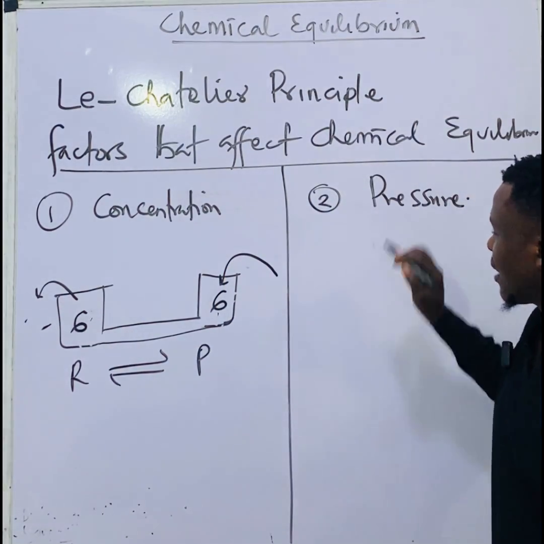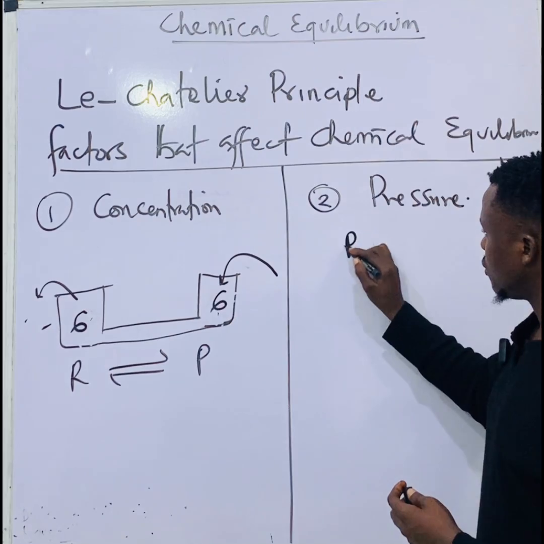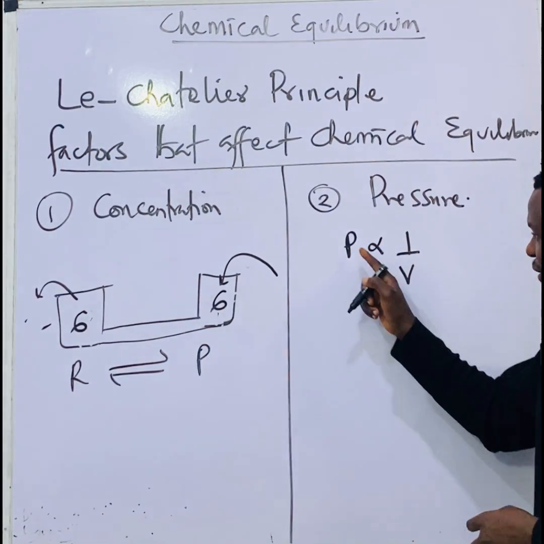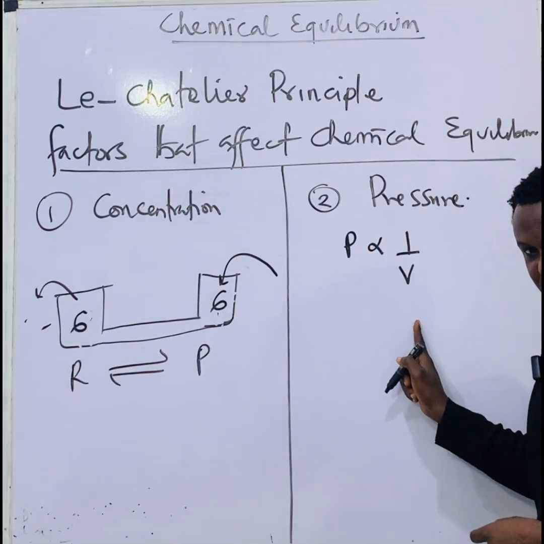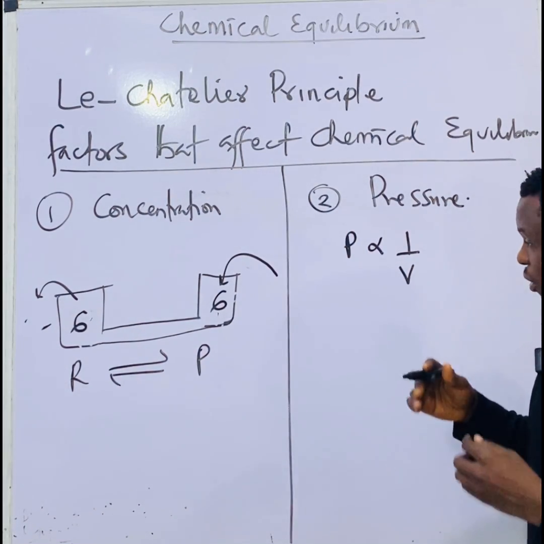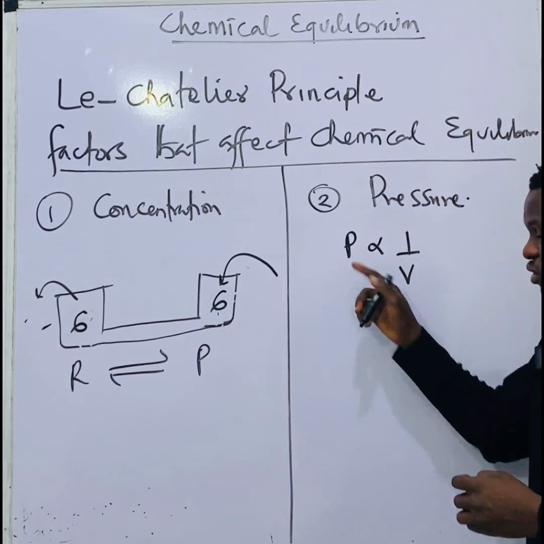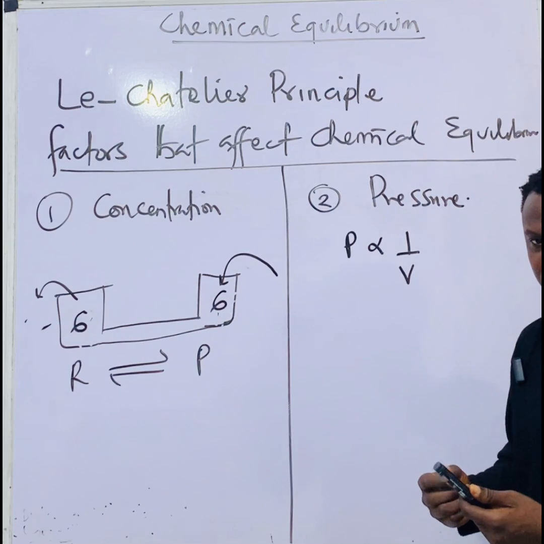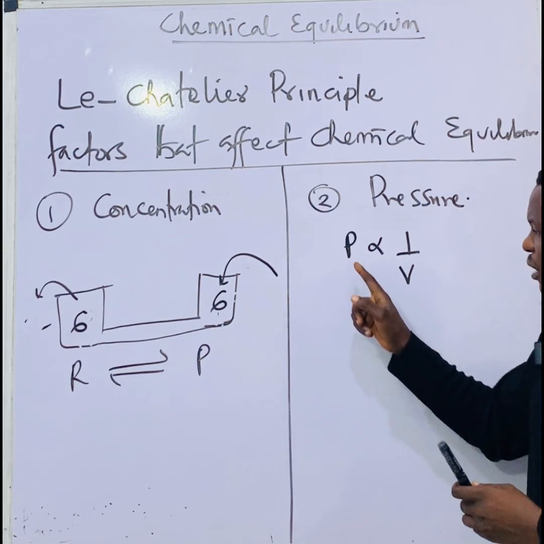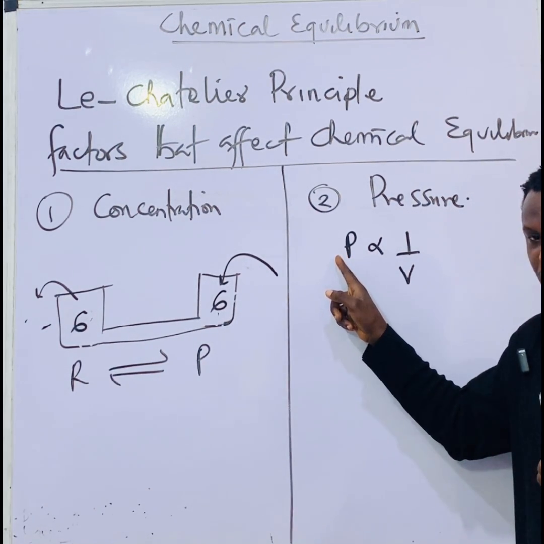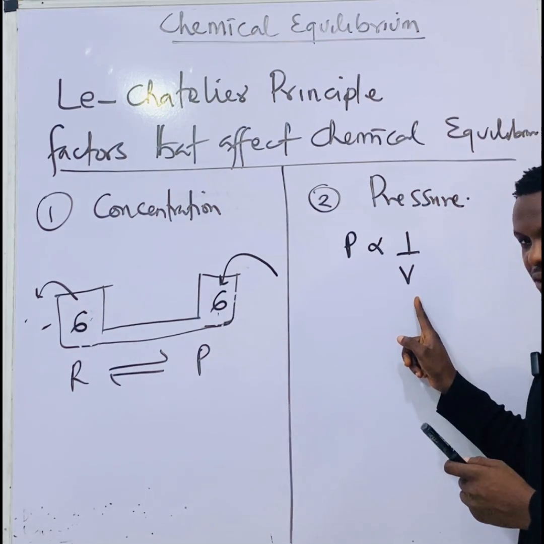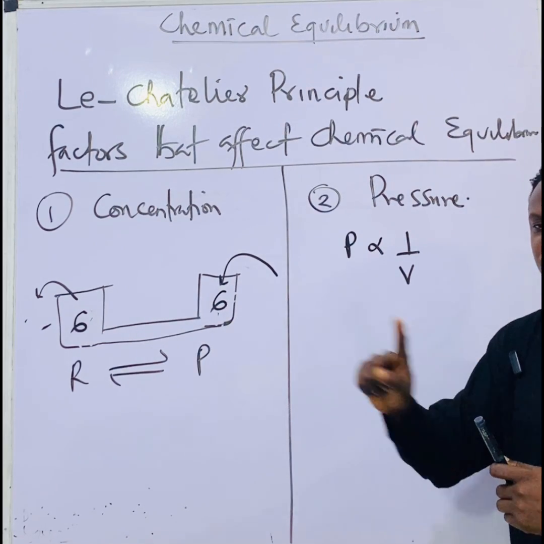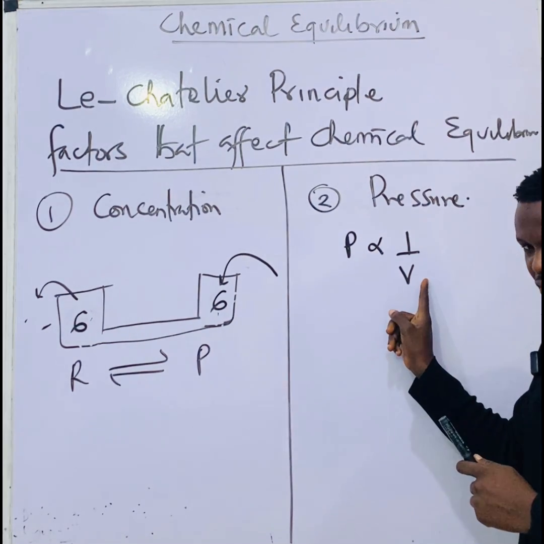Now, let's look at pressure. Class, according to Boyle's law, pressure is inversely proportional to volume, which means that if pressure increases, volume will decrease. That is what it means. Or if volume increases, pressure decreases, vice versa. So how does pressure affect equilibrium? Anytime you increase pressure of a reaction, increase in pressure means decrease in volume. So basically, if pressure is increasing, the equilibrium direction will shift towards the side that has smaller volume.